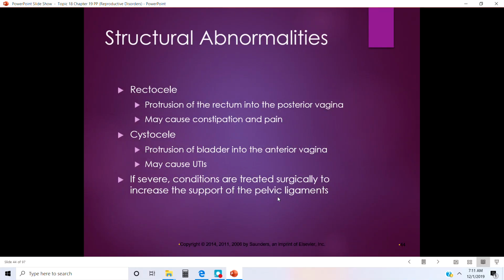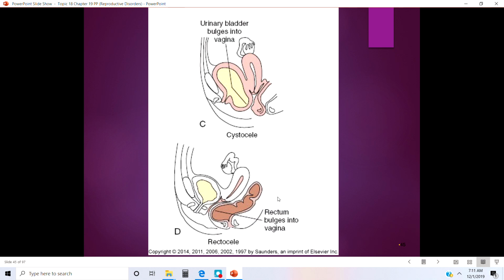Two other conditions: sometimes the rectum can actually press into the posterior aspect of the vagina or the vaginal canal. This is called a rectocele. So let's take a look at that for a second. Again, this is going to be the pubic bone, urinary bladder. Again, here's the uterus and the vaginal canal. But look at this time, the actual rectum is pushing forward into the vaginal canal. So this would be a rectocele. And then before we go back to the notes, here the bladder is pushing into the vaginal canal. So this would be a cystocele.